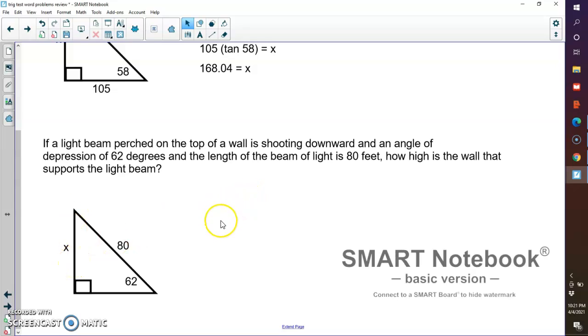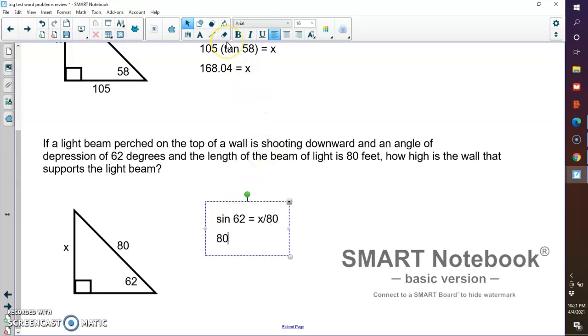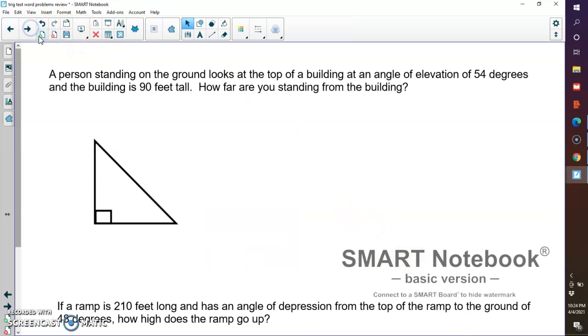So this one also keeps the denominator a number and the variable a numerator, which makes our problem a little bit easier. The sine of 62 equals x divided by 80. We multiply 80 by both sides, and 80 times the sine of 62 equals x. And once we get 80 times sine of 62, it's 70.64 equals our x.